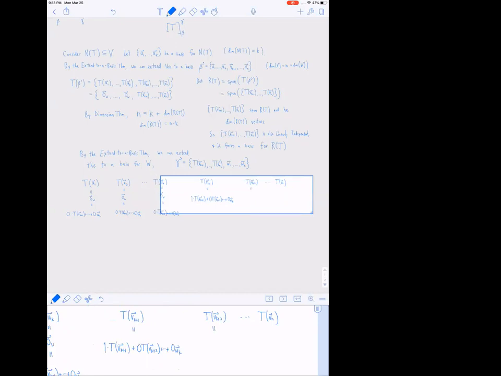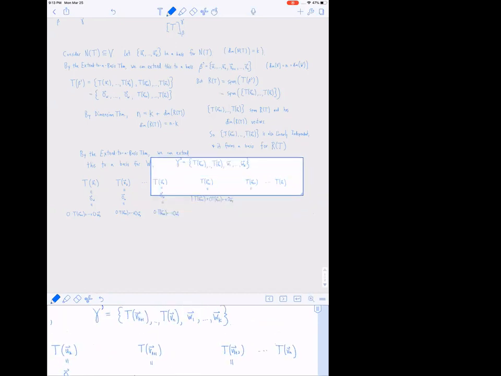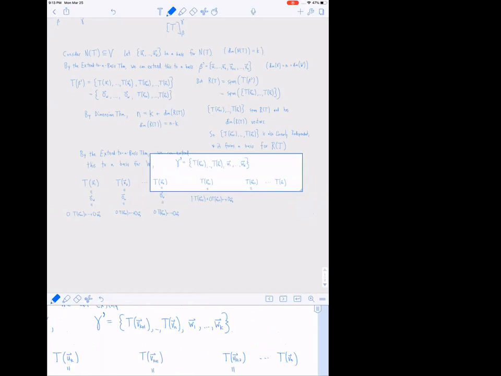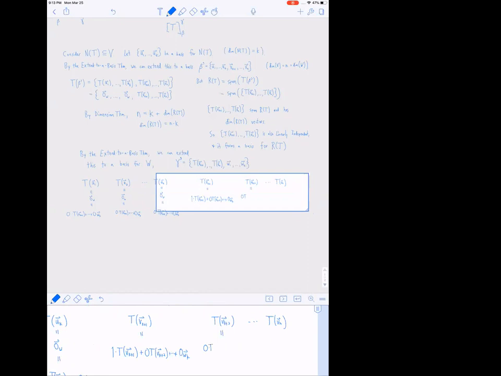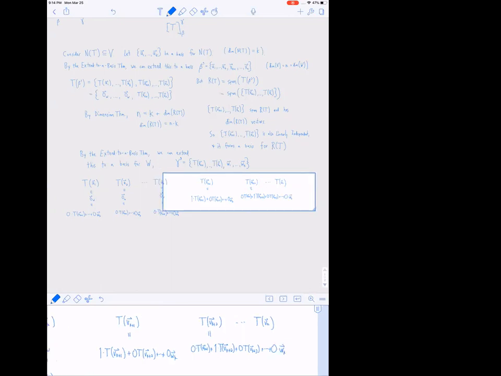T of v_{k+2} is already one of the vectors in this basis gamma prime. So we're going to get 0 times T of v_{k+1} plus 1 times T of v_{k+2}, and then zeros for the rest, T of v_{k+3} all the way down to 0 times w_k.